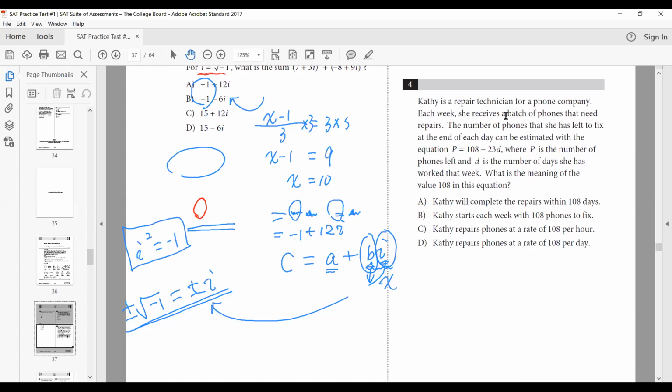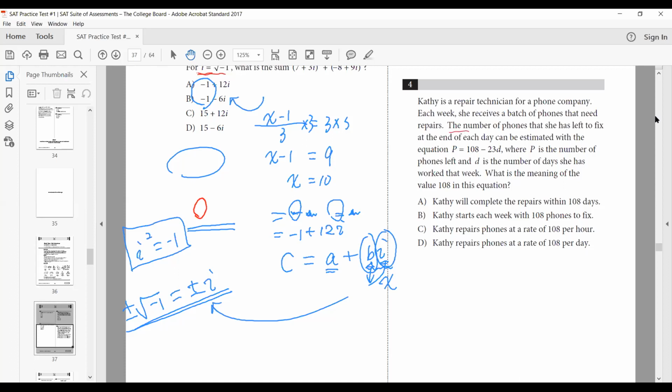Yeah, thank you. So firstly, let's see the situation. Kathy is a repair technician for a phone company. Each week she receives a batch of phones that need to be repaired. So this is the situation, just like a technician who repairs phones, so she often receives phones, right? The number of phones that she has left to fix at the end of each day.